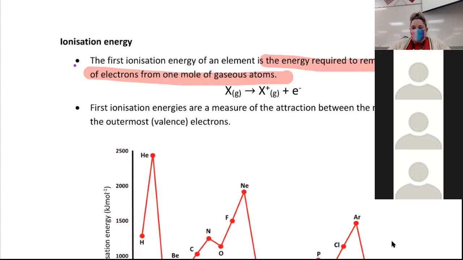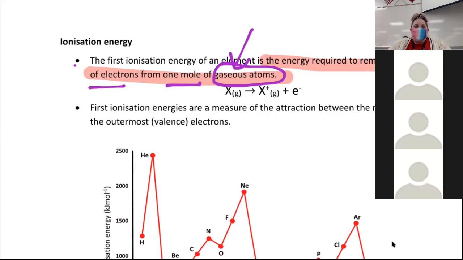And so the key things is obviously it's the energy required, but you have to have that it's to remove 1 mole. So you have to have the 1 mole of electrons. You can't just say to remove electrons. And then it has to be from 1 mole, and you have to have gaseous atoms. You can't just say from 1 mole of an element or 1 mole of atoms. You have to have that word gaseous because that's telling us it has to be in the state of being a gas for this to occur. So the definition is very specific, and you do need to make sure that you include all of those words in the definition. You can't really paraphrase it or anything like that.